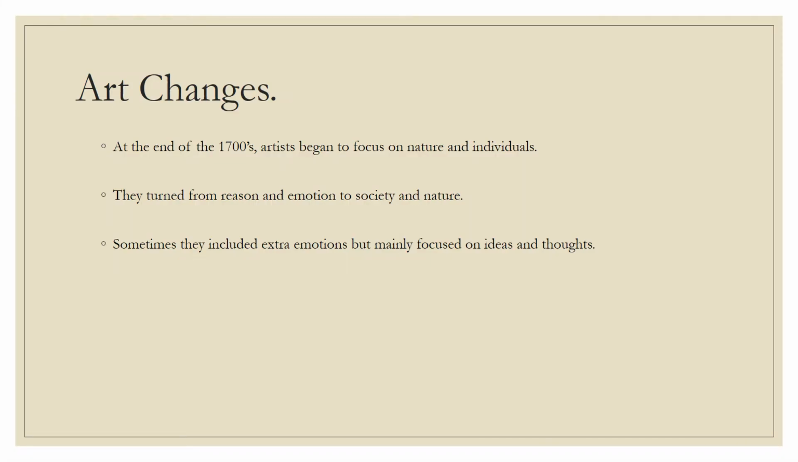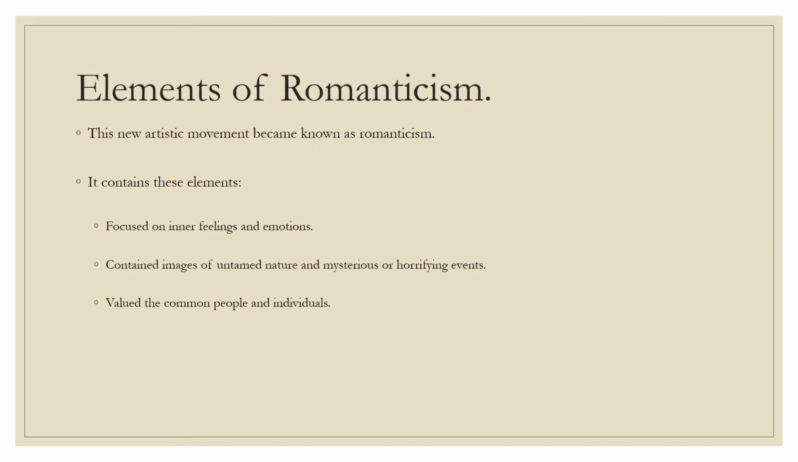So art changes. At the end of the 1700s, we're going to see that artists are going to begin to focus on nature and individuals. So they turned from some of the ideas of the Enlightenment, which were about reason and intelligence, to society and nature. Now, sometimes they included extra emotions, but mainly they focused on ideas and thoughts.